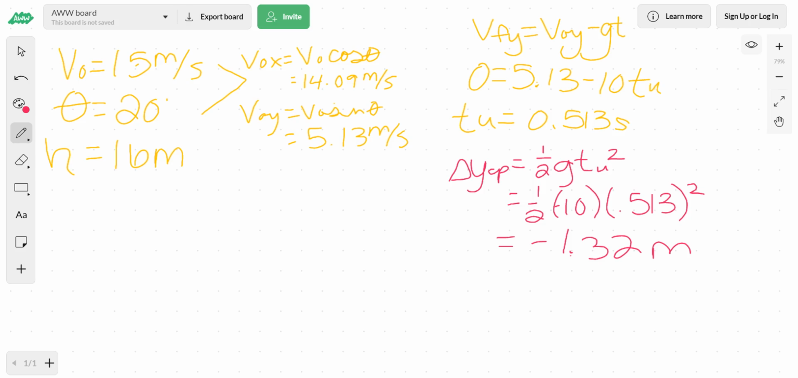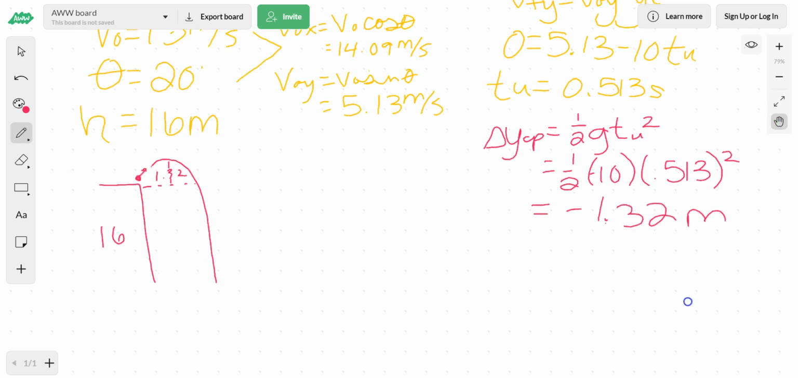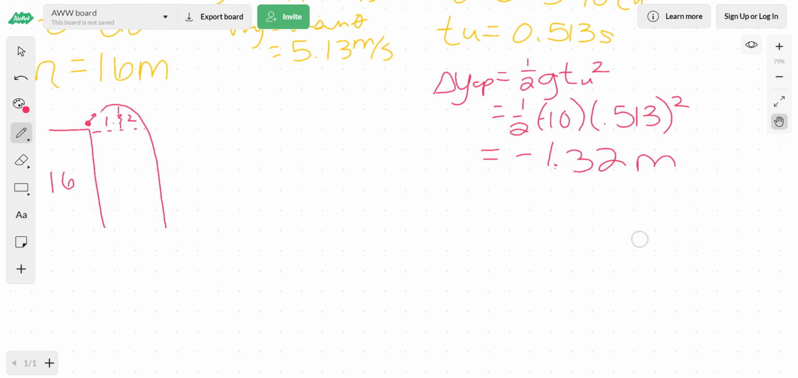Right? So we started at a height of 16, it's going to go up 1.32. So visually, got 16 over here, projectile, it's going to go up. We're going to do that. All right, so this is your 1.32 from there. All right, so next part would be to figure out how high it is above the ground. So how high it is above the ground is delta y, peak to ground.